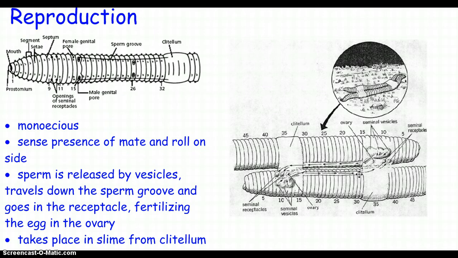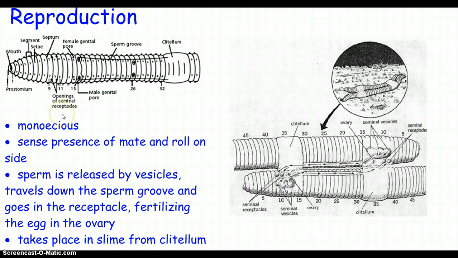All right, so they reproduce by basically sensing that their mate is close by, they roll over onto their sides, and they go belly to belly, and then this is the seminal vesicle where sperm is made. It travels down and goes into the receptacles of the other one, and then the other worm creates sperm, and it goes down to the seminal receptacles of the other. And so basically they're just exchanging sperm.